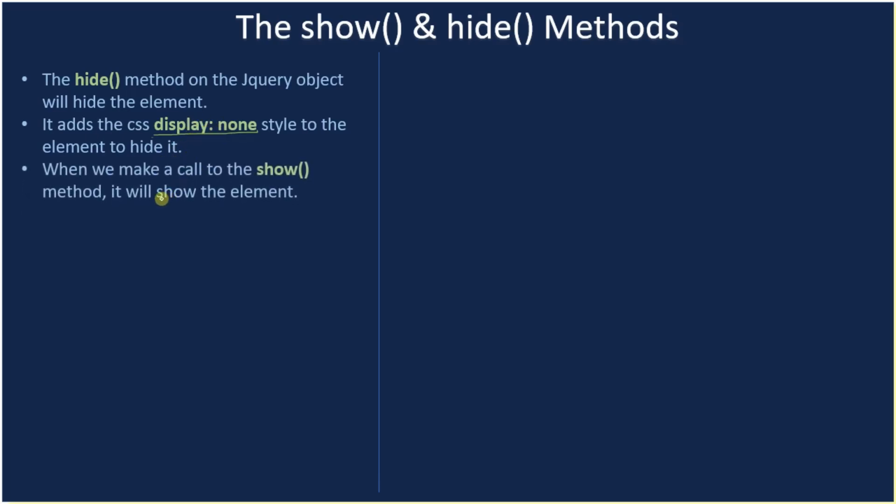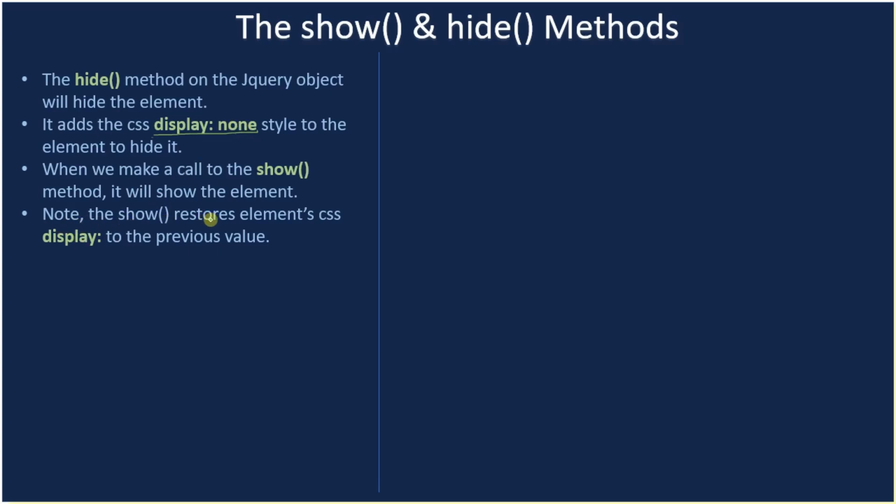When we make a call to the show method, it will show the element. Note the show restores the element's CSS display to the previous value. That means it stores the value when you are making call to hide, because it is setting it to none, right, when you make a call to hide. So later on, when you make a call to show on the same DOM element or jQuery picked element, it displays the element by remembering the value before it is hiding it. So that's what here we are talking about.